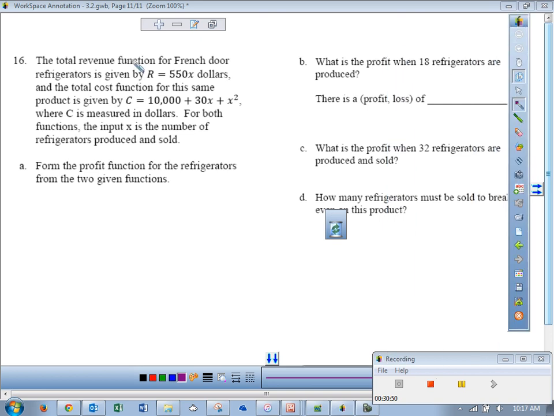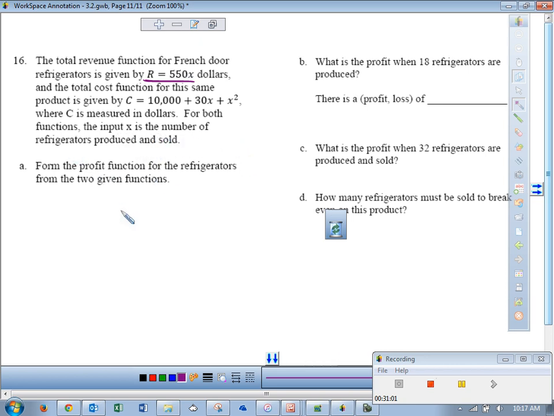Total revenue for French door refrigerators is given by this. R is revenue. That's how much money you make, right? How much they make. The cost is how much they spend. Here's the equation for that. They say for both functions, input X is the number of refrigerators produced and sold.